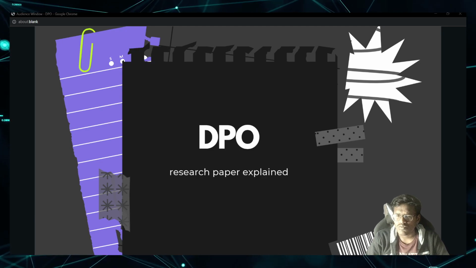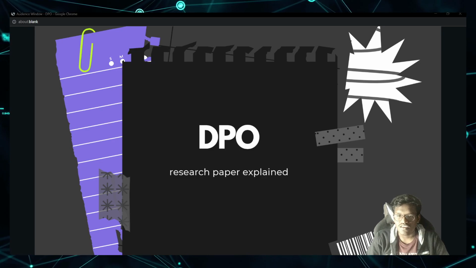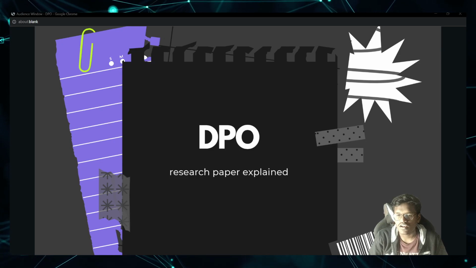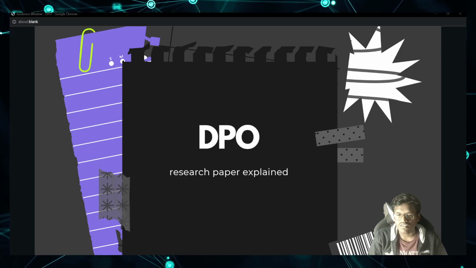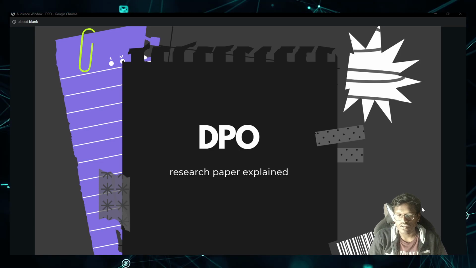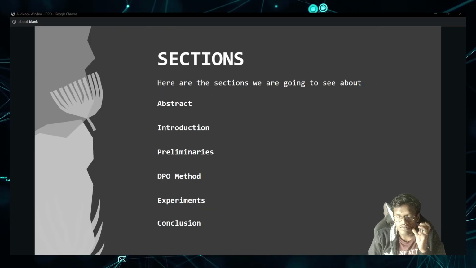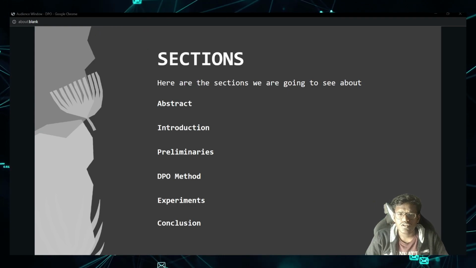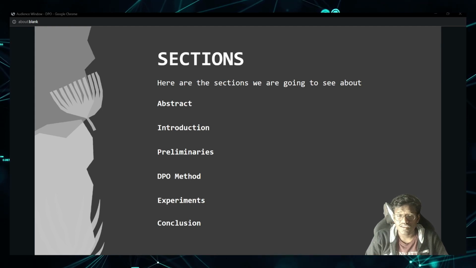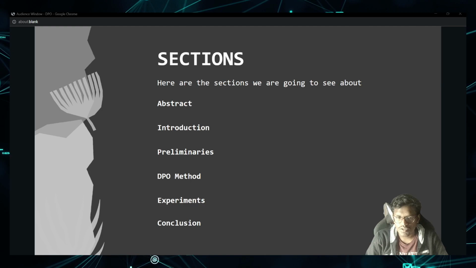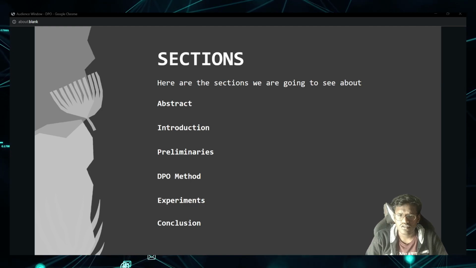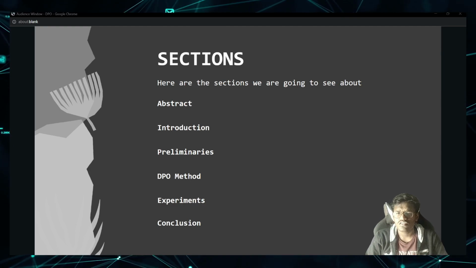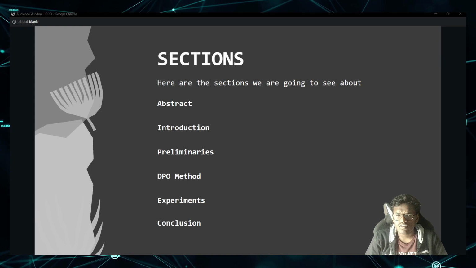The main advantage is that we'll be seeing if it can serve as an alternative for RLHF. RLHF, if you are wondering, is something which has been used in ChatGPT. Let's start with the sections we'll be seeing in this video: the abstract, introduction, preliminaries, DPO method, experiments, and conclusion. For implementation, we'll make a separate video because the implementation is kind of longer.